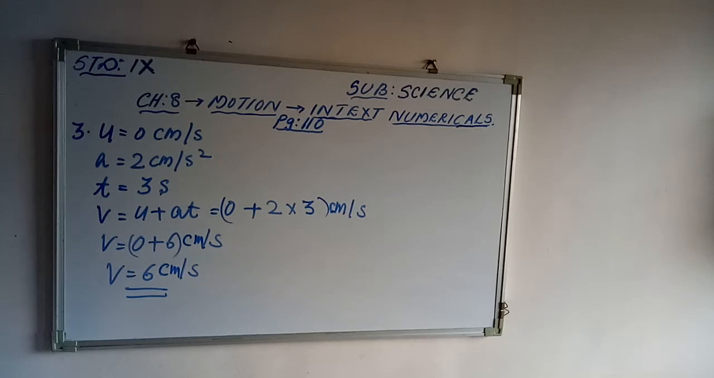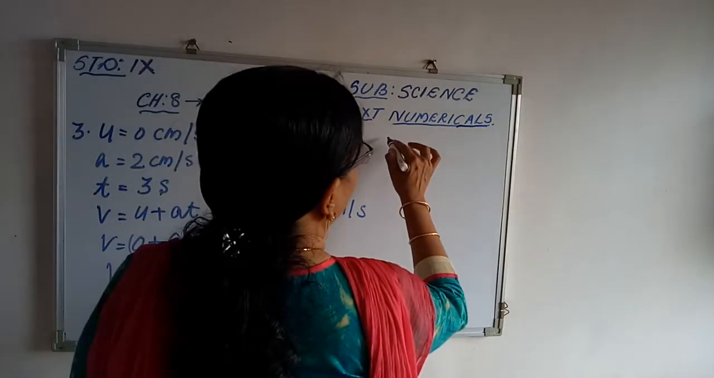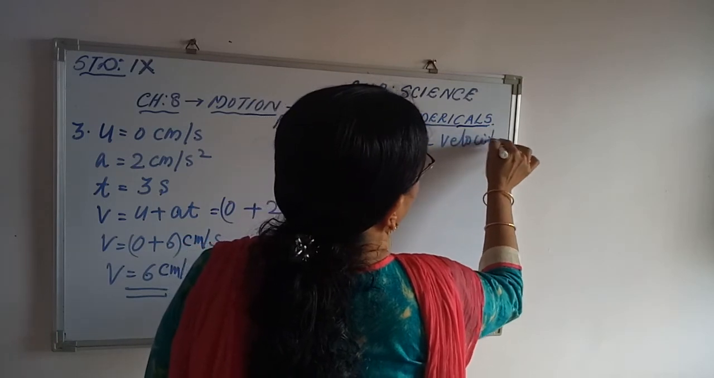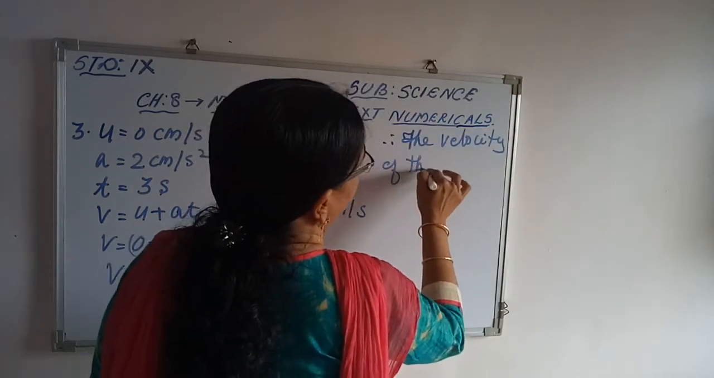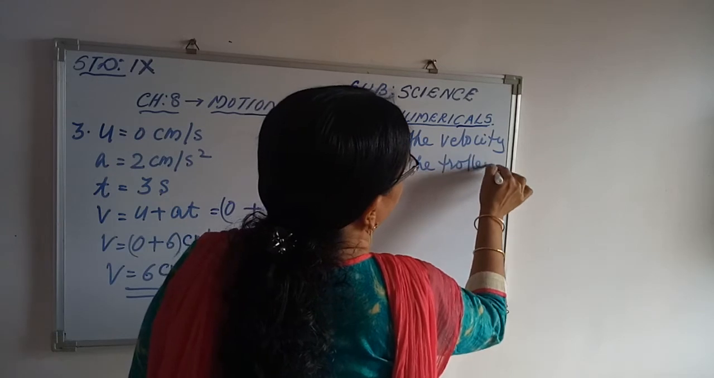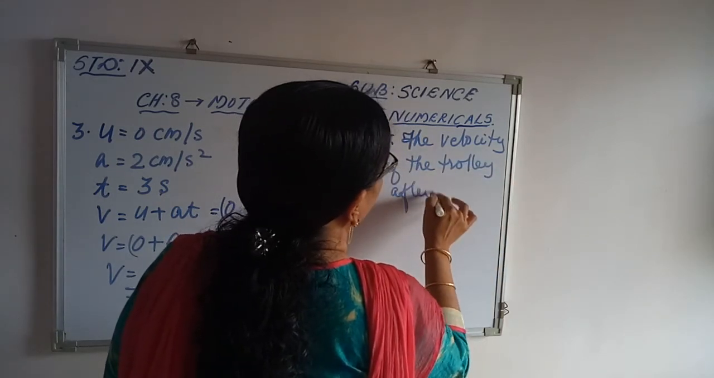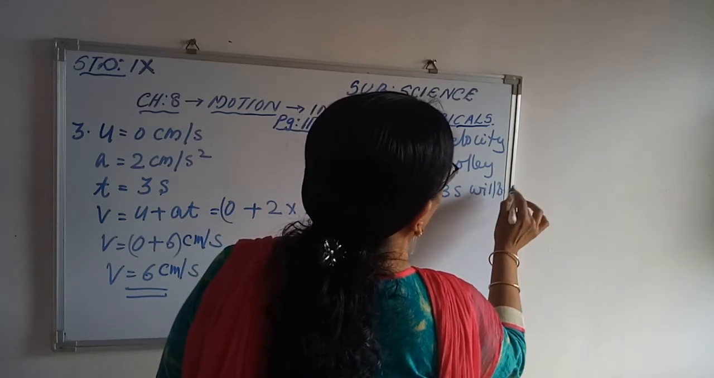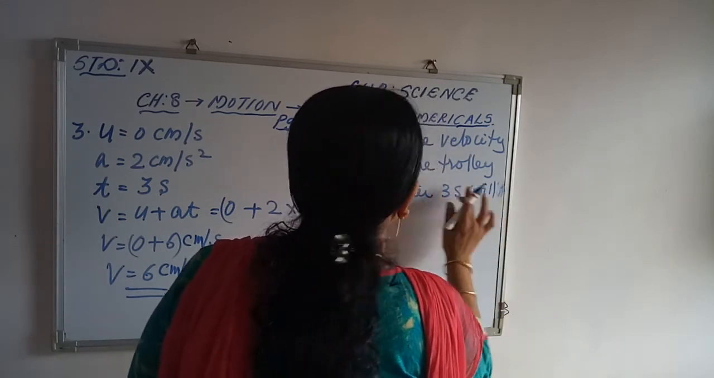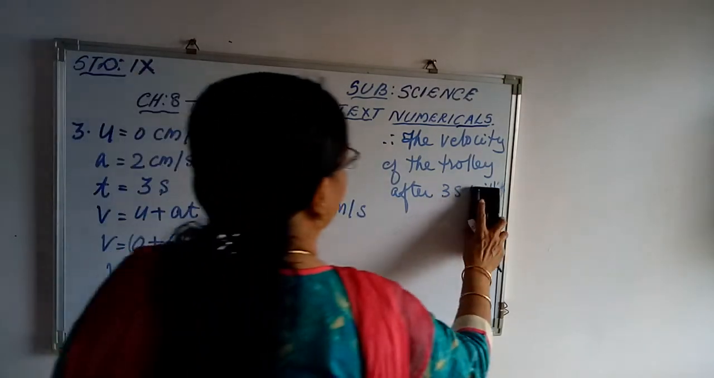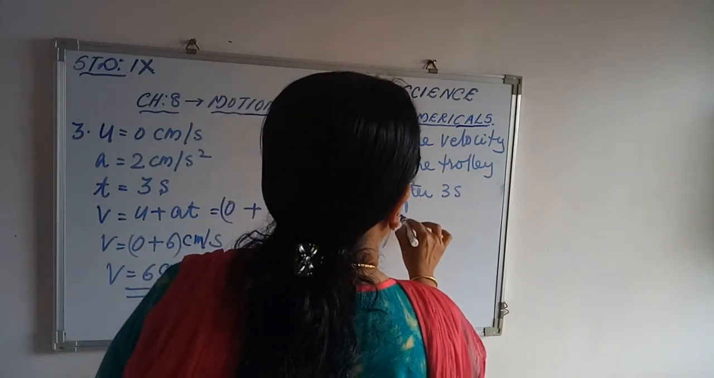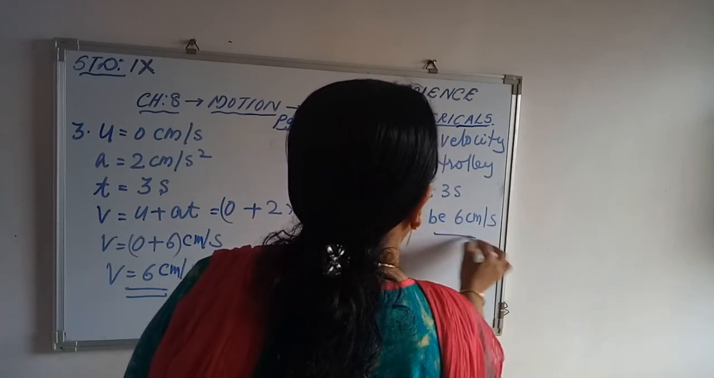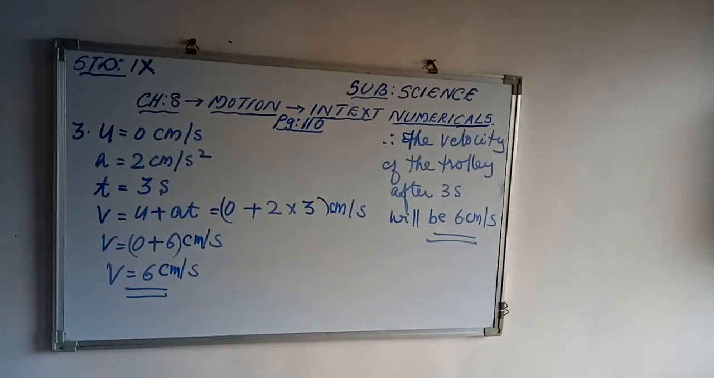Now final statement, what will you write? The velocity of the trolley after 3 seconds. So therefore the velocity of the trolley after 3 seconds will be 6 centimeter per second. That's the answer.